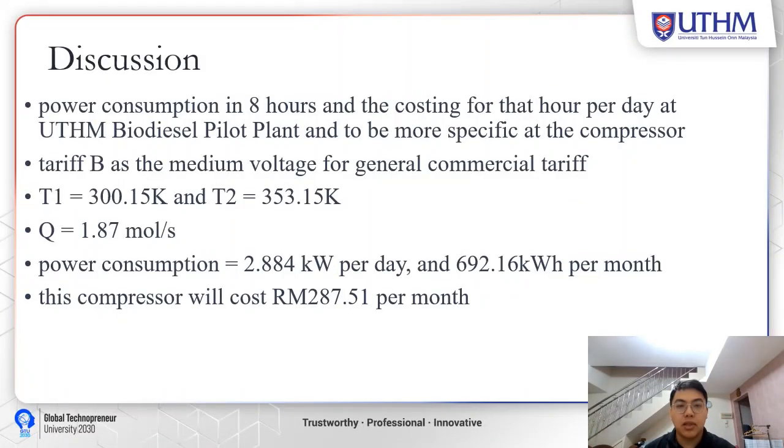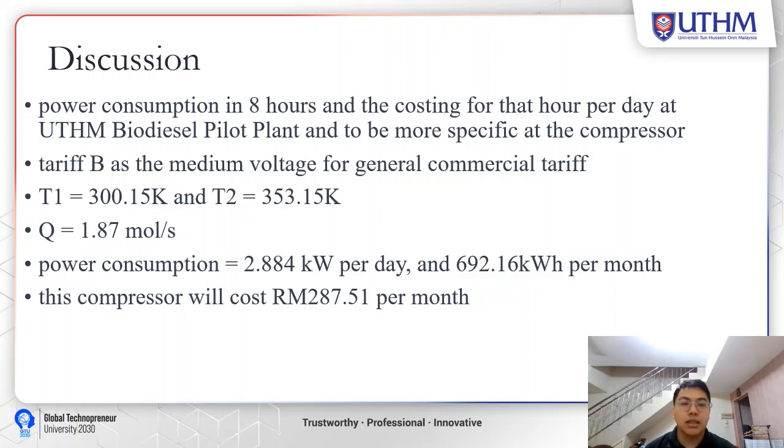The biodiesel pilot plant air compressor calculation revealed the power consumption in 8 hours and the costing for that per day at the UTHM pilot plant, to be more specific at the compressor. For the costing, we use the tariff B as a median of voltage for general commercial tariff. First and foremost, there is a lot of equipment attached to the air compressor, especially when potential energy is needed to transfer fluid, raising the pressure.